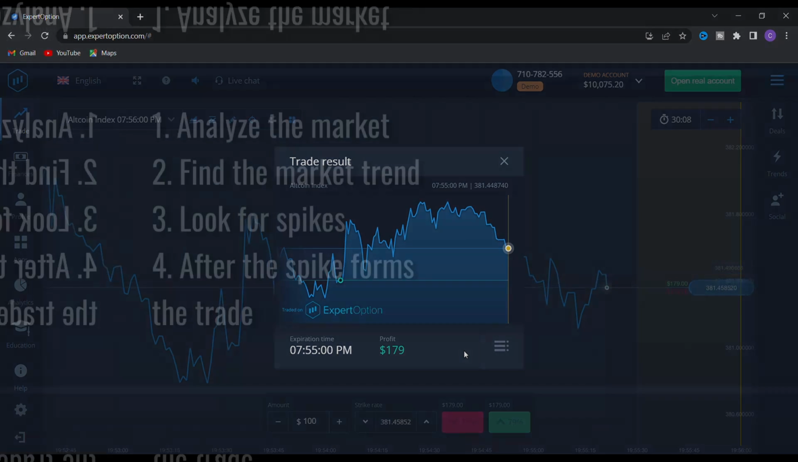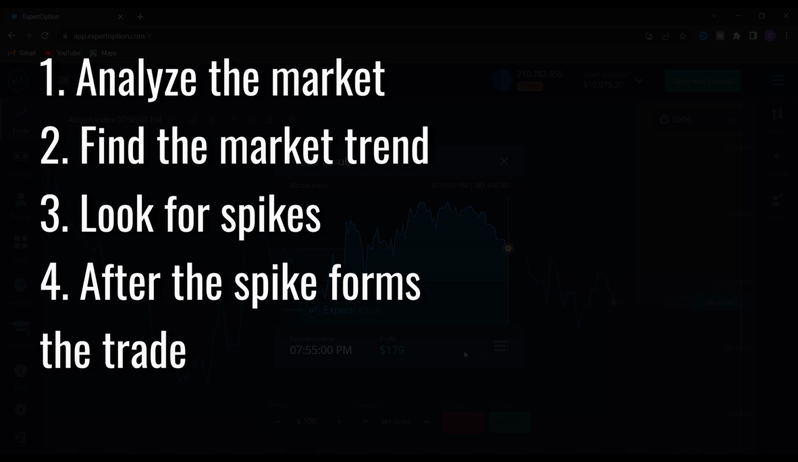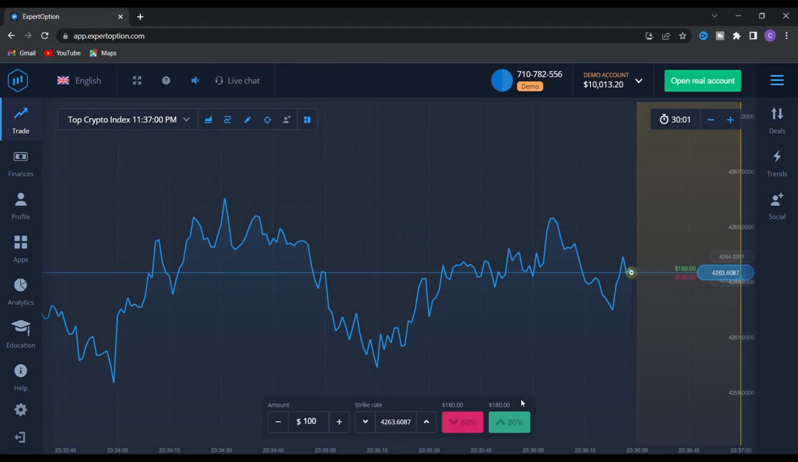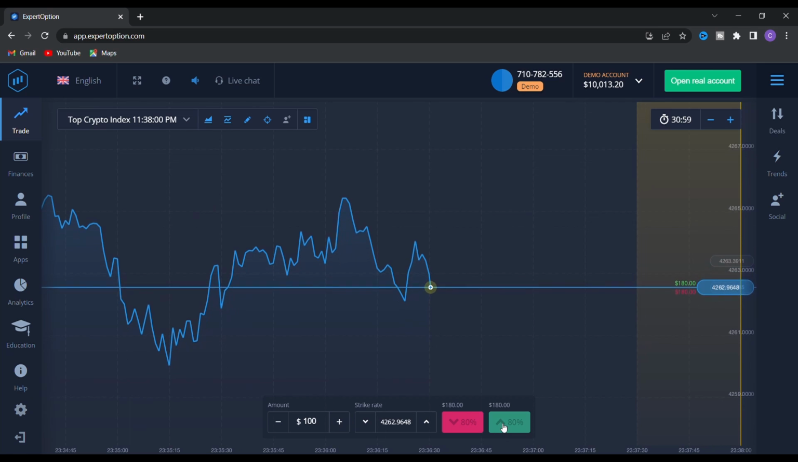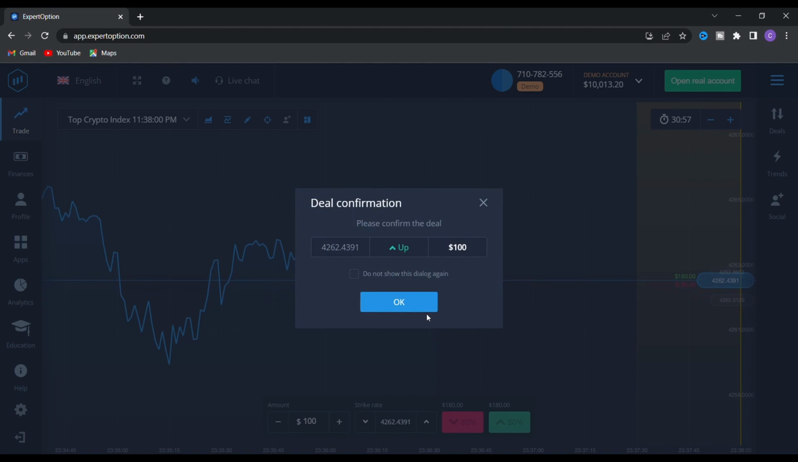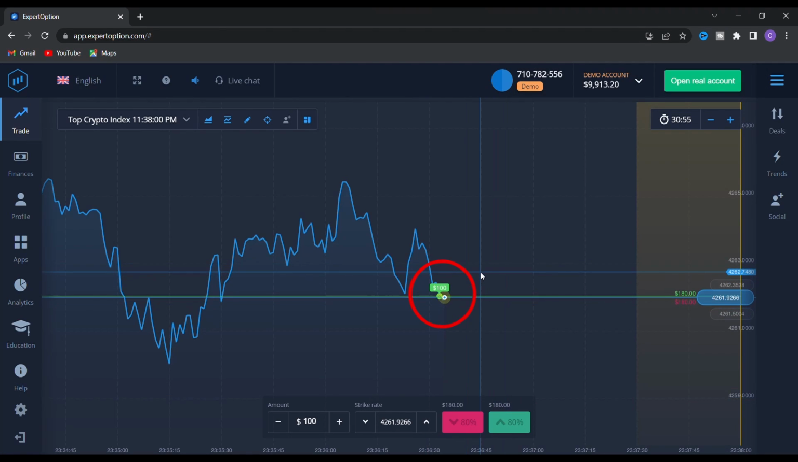So, first of all, you must analyze the market thoroughly, as I said earlier. After finding the market's current trend, you have to look for spikes like these in the market. Whenever a spike tries to form in the market, you must put a trade according to the market's trend. As an example, we can take this market. This market currently has an uptrend to it. So, when the market makes a downward spike like this, I'm going to place an up trade.